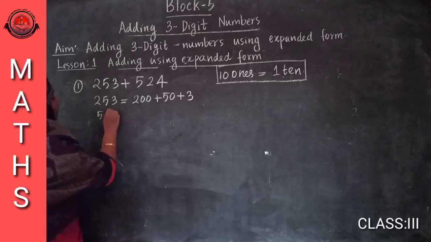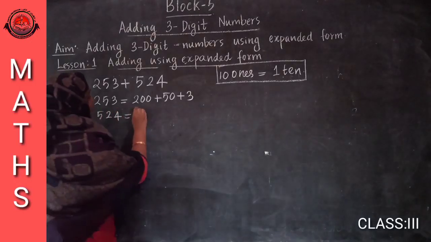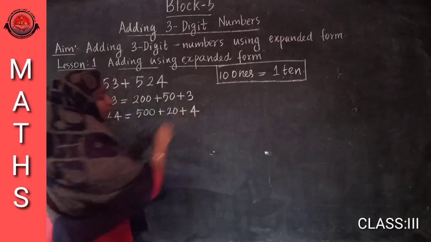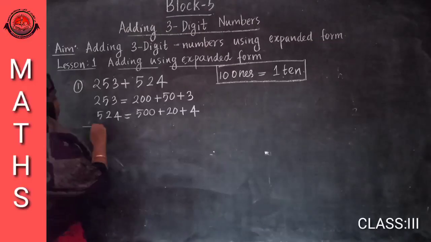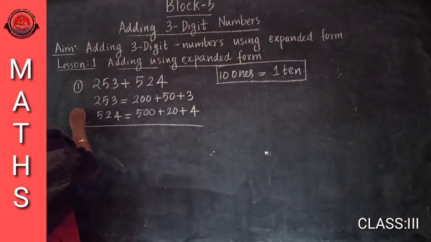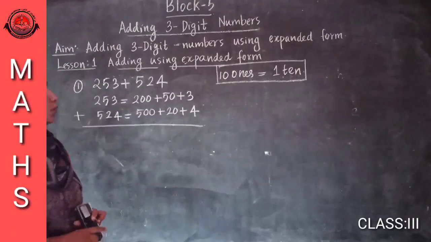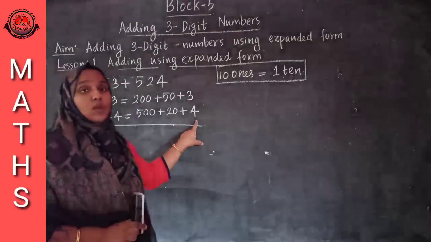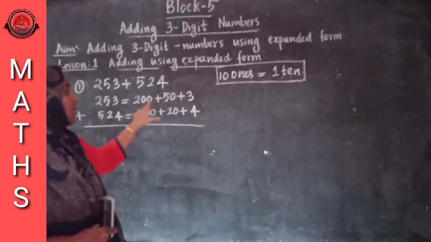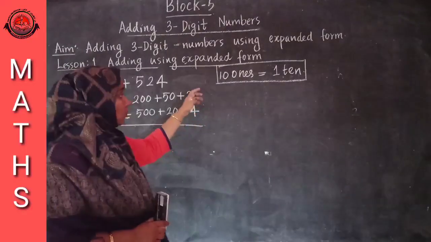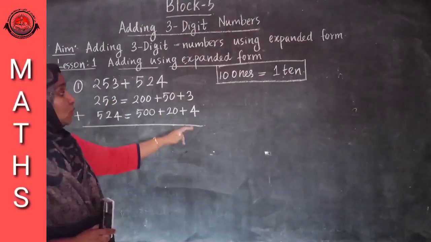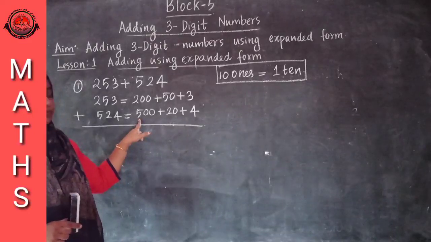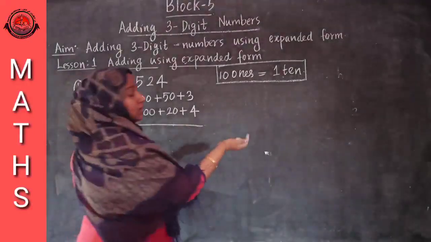524 is equal to 500 plus 20 plus 4. Right. Then next we have to add both these numbers. From where do we have to start? We have to start from ones. This is a 3-digit number. It has hundreds, tens and ones. And when we are adding the two numbers, we should start from ones, not from here. We should start from our right side.